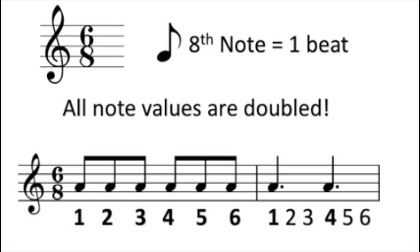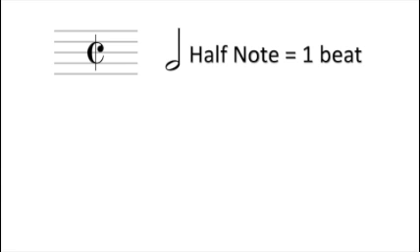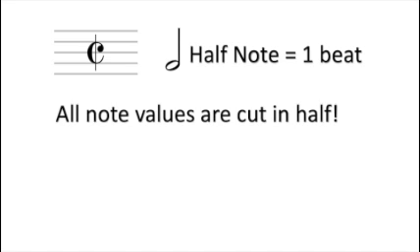Another time signature commonly seen that has a different bottom number is your cut time. Cut time looks like this. It's a C with a line through it. It's different than common time because of this line that goes through it. And in cut time, your half note is now going to receive 1 beat. So it's going to sound like a quarter note? It's going to sound like a quarter note, yes, because all note values are cut in half in cut time.